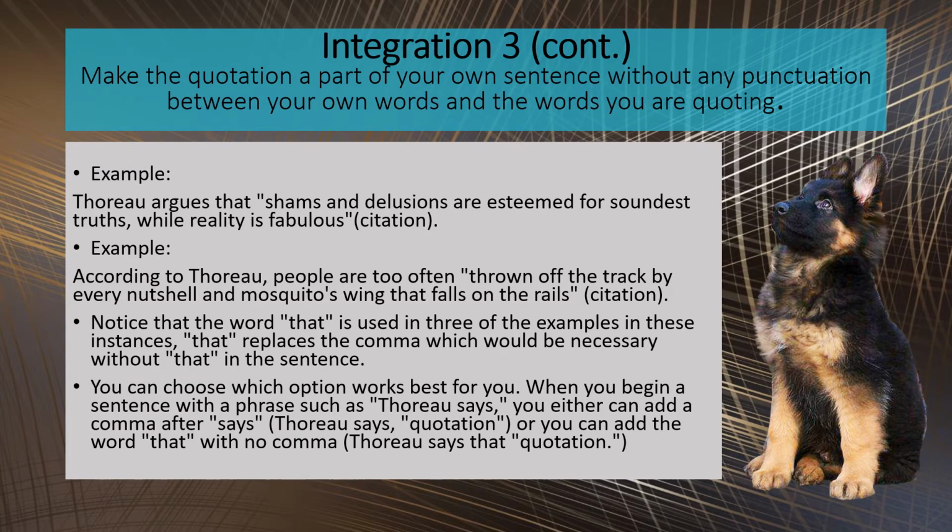Integration 3 continued. Thoreau argues that "shams and delusions are esteemed for soundest truths, while reality is fabulous." Another example: according to Thoreau, people are too often "thrown off the tracks by every nutshell and mosquito's wing that falls on the rails." Notice that the word "that" is used in 3 of the examples in these instances. That replaces the comma, which would be necessary without "that" in the sentence. You can choose which option works best for you.